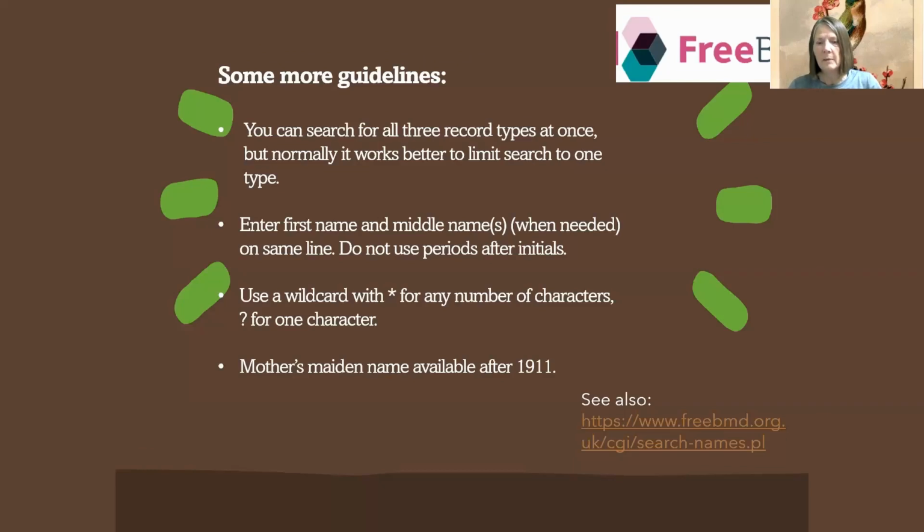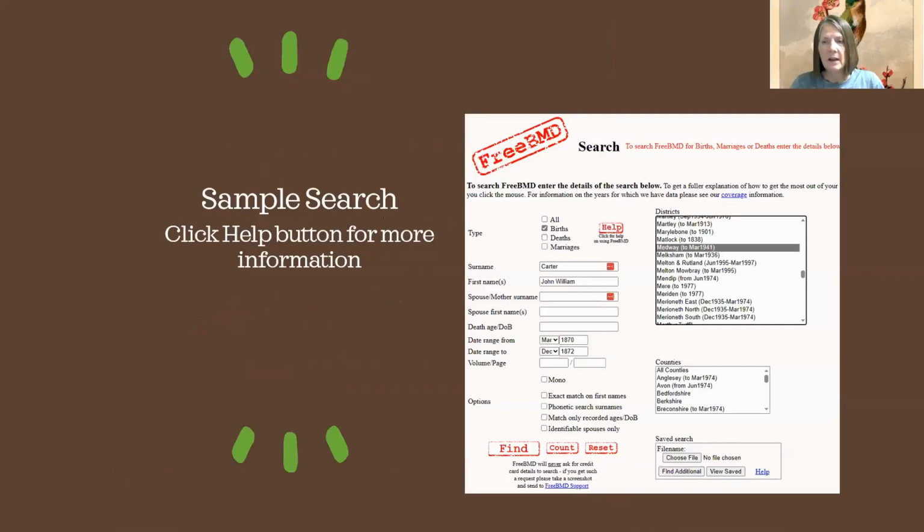The mother's name is available after 1911, and that is true on the Free BMD, which is one reason why I don't always use it if I'm searching for a maiden name, because you really can't find the maiden name a lot of times on the Free BMD. That URL at the bottom is actually a help there for how to search the names. It's really, really detailed. So that's really helpful. This is a sample search for John William Carter for his birth.